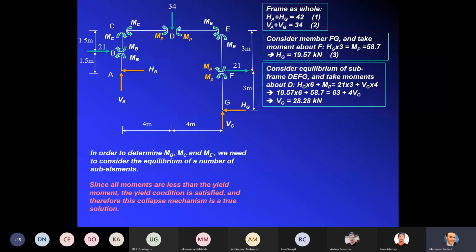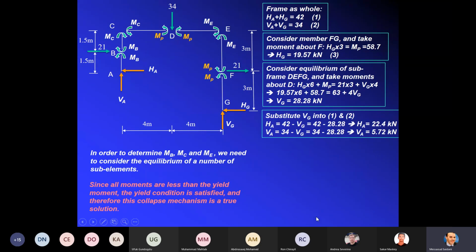So now we've got everything for this side of the column of the frame. So we've got Fg and Vg. I can move on to the other side.